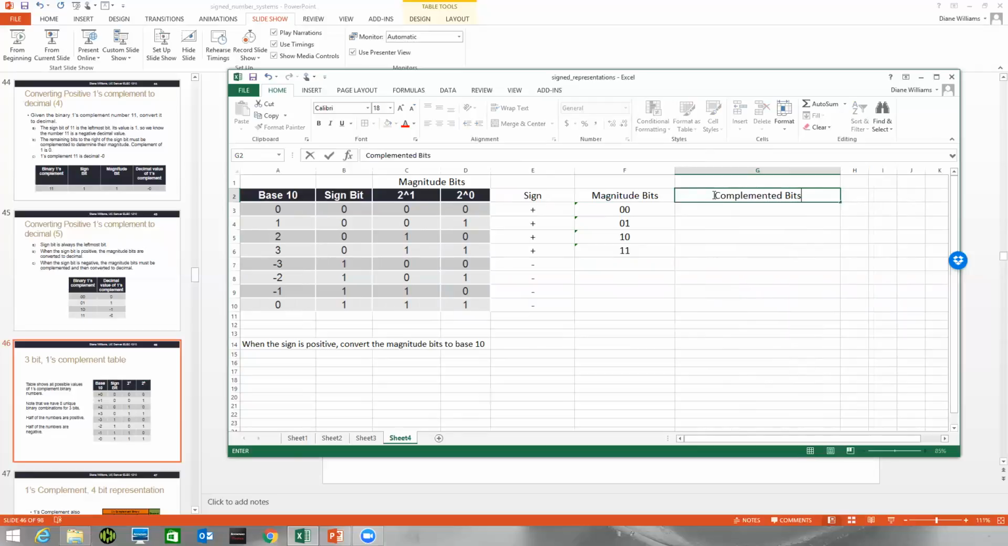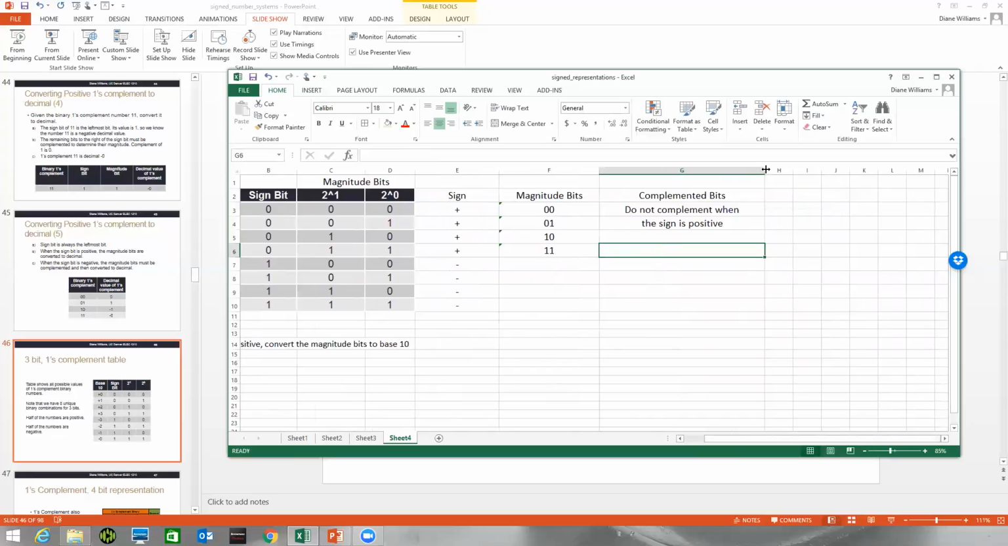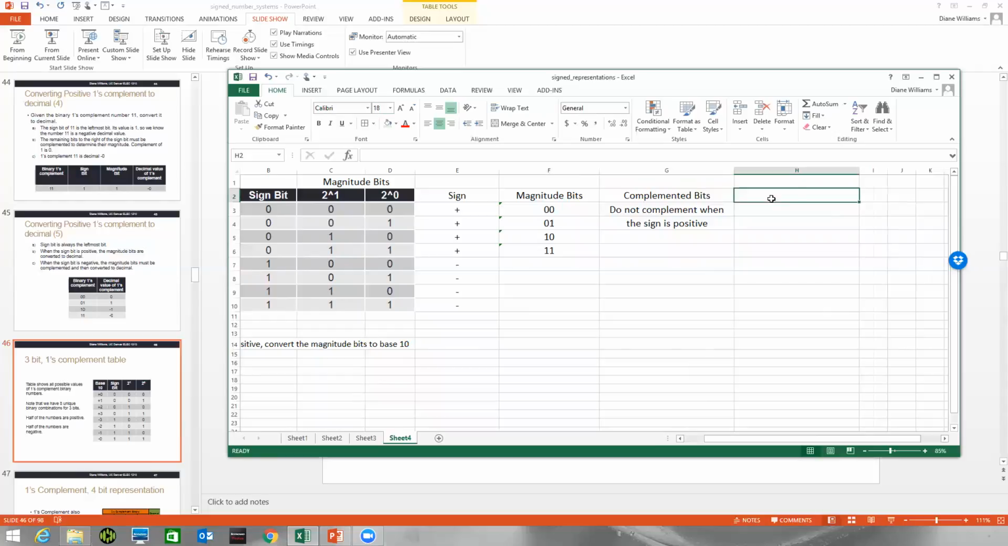Complemented bits, well, we do not complement when the sign is positive. So we don't form the complement of any of these. And we say then, finally, that our decimal value, well, this is going to be plus 0.